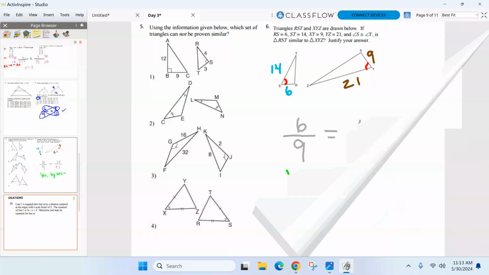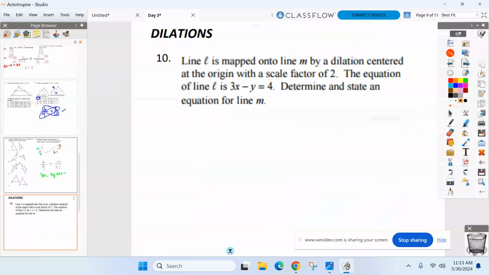Let's go to the second most commonly tested topic, what I think on the Regents is dilations. Not just blowing something up or shrinking it. It's a dilation of a line. You're going to see a question or two, maybe three, dilating a line, and that's exactly what we're doing here.